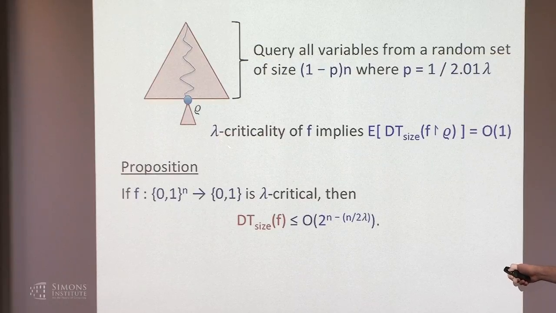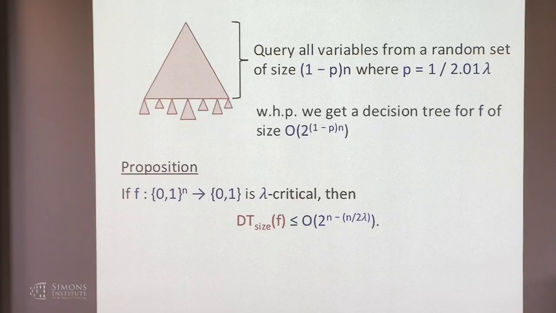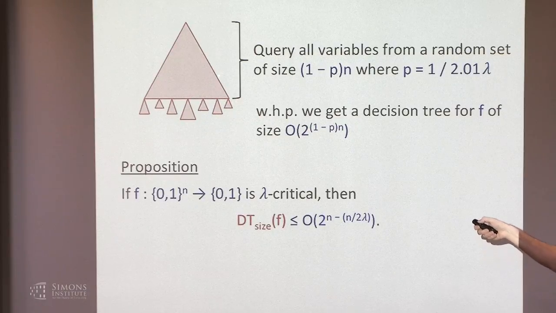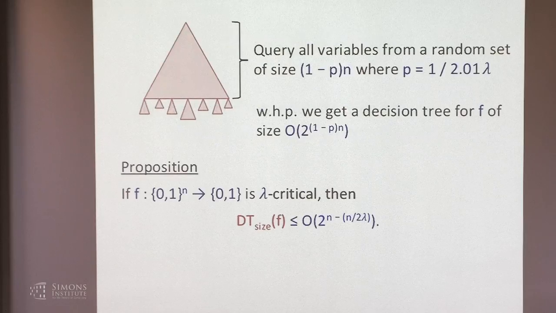And now the assumption that f is lambda critical implies that the expected decision tree size of this restricted function is a constant. So by having an exponential tail bound on the decision tree depth, you get that the expected decision tree size is at most constant. So if you look at all the decision trees you get at the bottom, then in expectation, the size is just a constant larger than 2 to the 1 minus p times n. And okay, so this proposition, we can show it. So it's not depth because there is a positive probability of something being pretty deep at the end? Yeah, right.